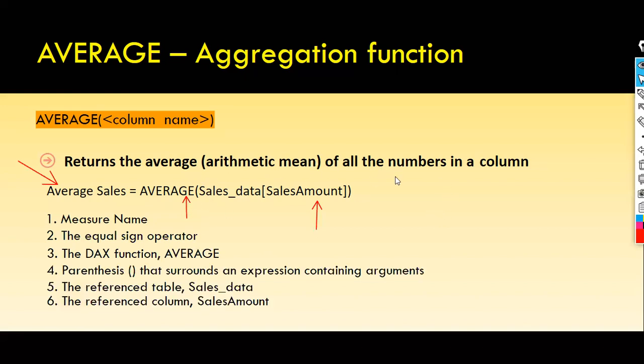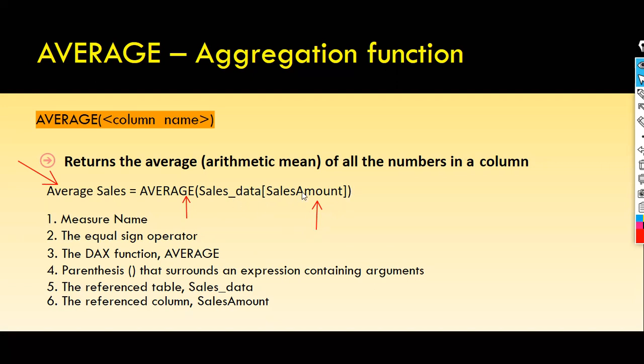Followed by the average, you need to use the open parenthesis and closed parenthesis, and then the argument is supposed to be your column name. In the case of average, you can use the column name only. The reference table is sales data and the reference column is sales. So you cannot simply specify the column name. You need to use the table name and then the column name.